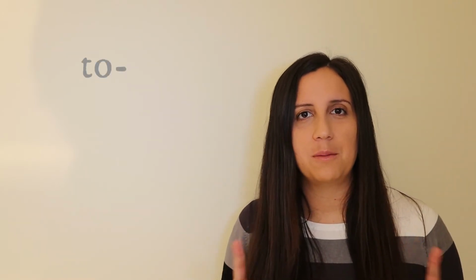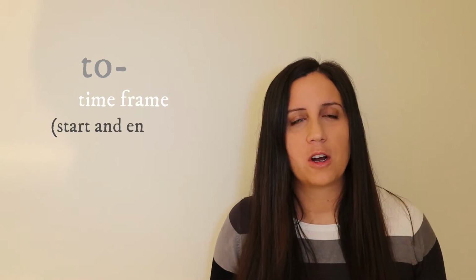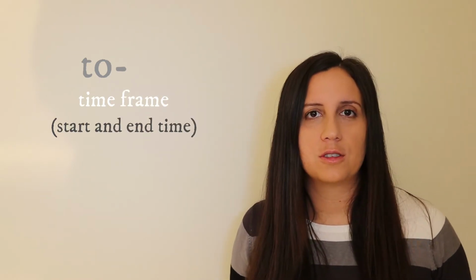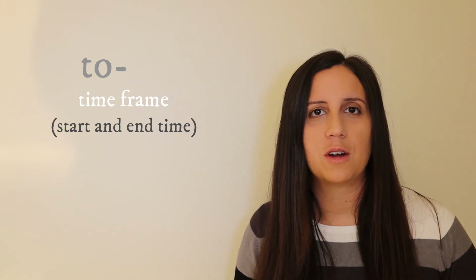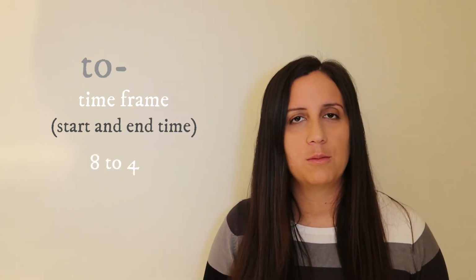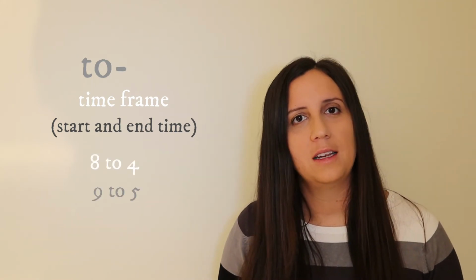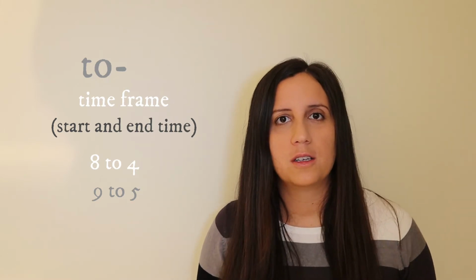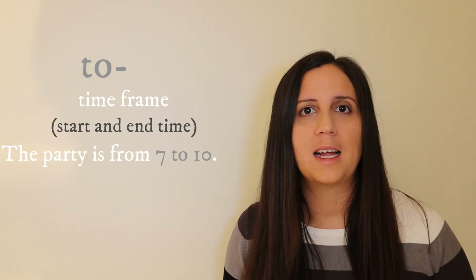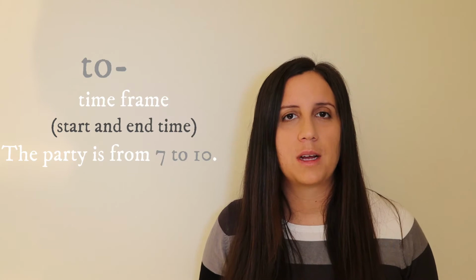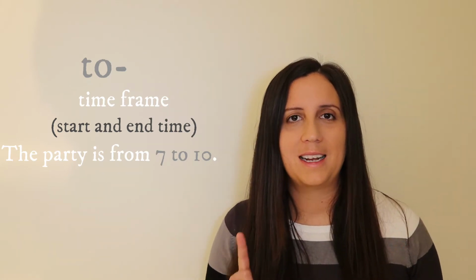The next way that we can use TO is if we want to show some kind of time frame. So maybe you're talking about your work day. You can say, oh, today I'm working from 8 to 4, or I'm working from 9 to 5, or anything like that. Or the party is from 7 to 10. So if you're giving some kind of time frame, a beginning and an end time frame.